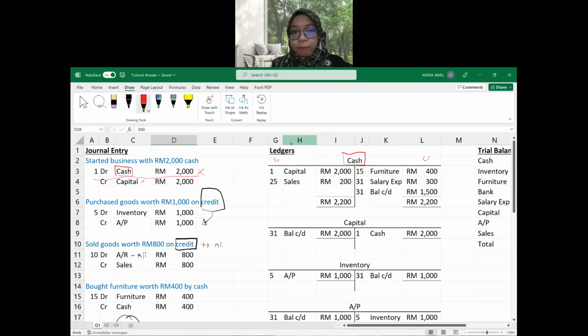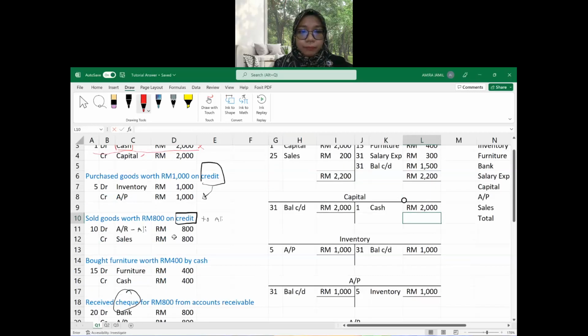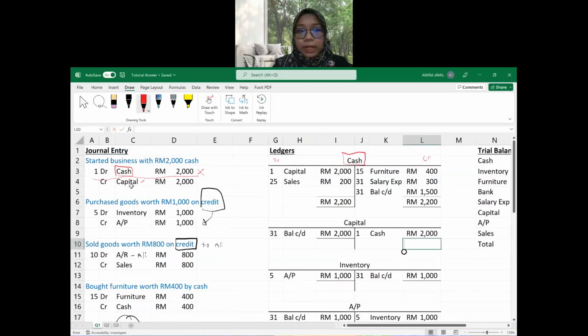T account cash. On the debit side, what do we debit? Capital, 2,000. The second one is credit capital, so we open the capital account. Which side? The credit side. On the 1st, we write cash, the opposite account, and then 2,000.